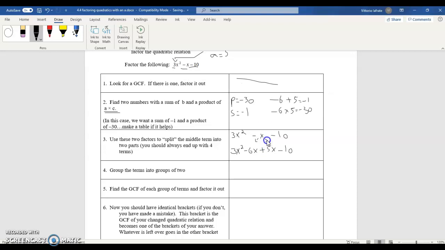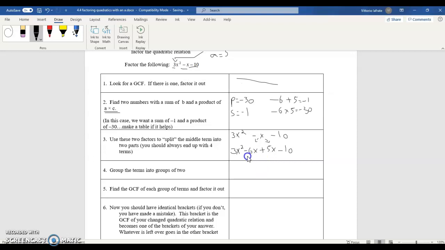So I didn't really change the expression because this minus 6x plus 5x is still negative x. They're still equivalent expressions. But by putting it into this format here, it's going to help me to factor this more effectively. So what I want to do now is group the terms into two groups, which allows me to factor this quite specifically.